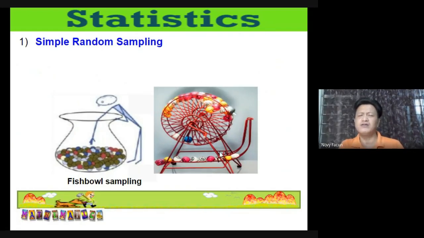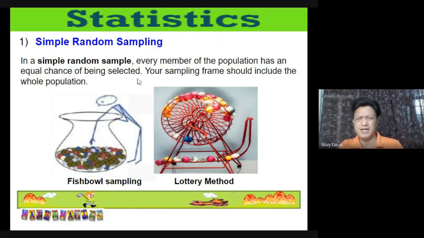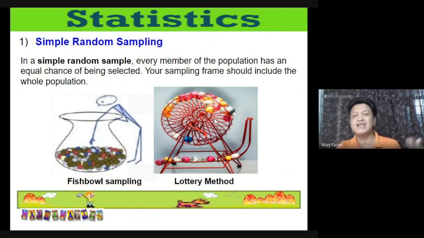Another is we call them also as lottery method. Ganito sa lotto, no? So just simply give the name and then mag-choose ka lang doon. So they have equal chances to be selected. And that is when we say simple random sampling, every member of the population has an equal chance of being selected. Your sampling frame should include the whole population. Kailangan pag sinabi natin simple random, lahat dapat ng members natin or that is the population, nandun lahat yung name nila para they have equal chances to be selected.